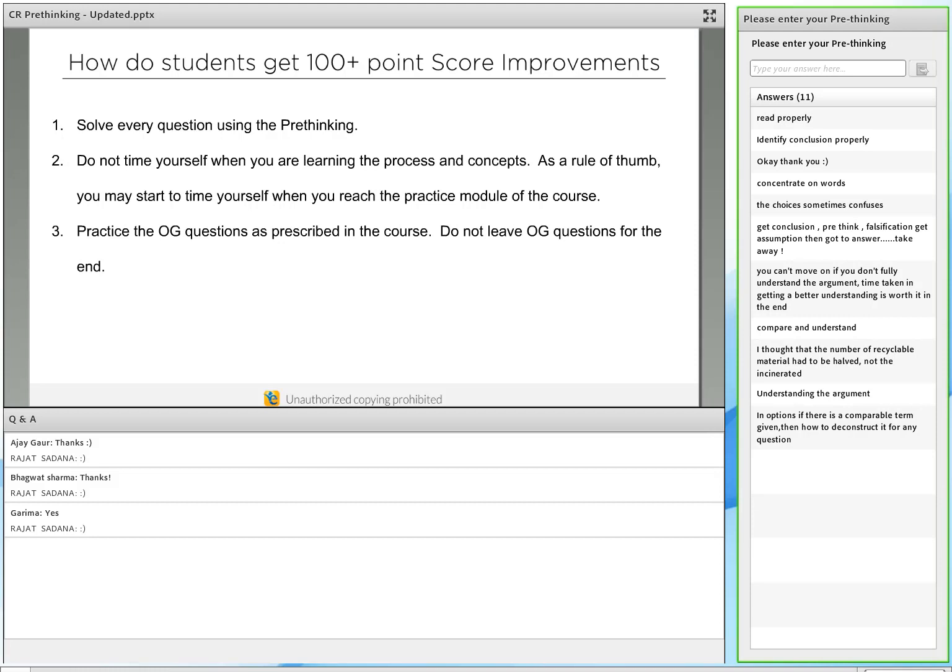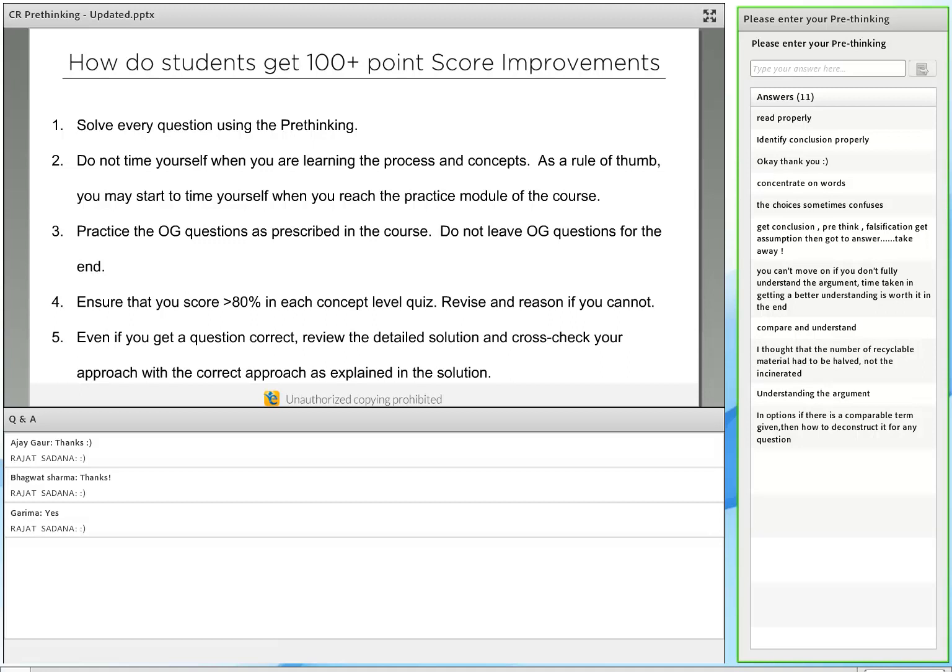Don't time yourself in the first half of the course. Do the OG questions as prescribed, because it'll give you that confidence. Ensure that in the concept quizzes, application quizzes and practice quizzes, you get more than 80%. In the event you don't, revise the relevant portions and do those questions again. It may seem redundant, but trust me, you will save a ton of time. Do pre-thinking before you start looking at options.